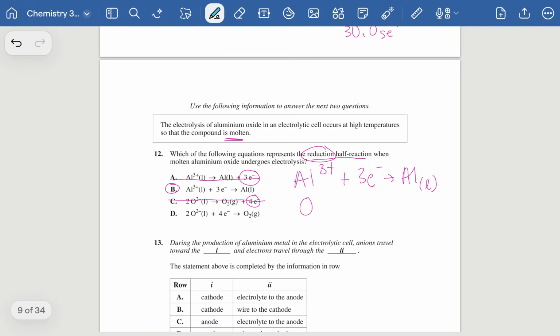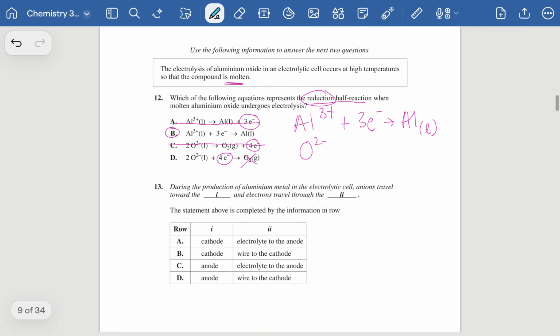If you had oxygen 2 negative and you added more electrons, you are not forming O2. You would be getting a more negative number or ion. That's not really going to happen.